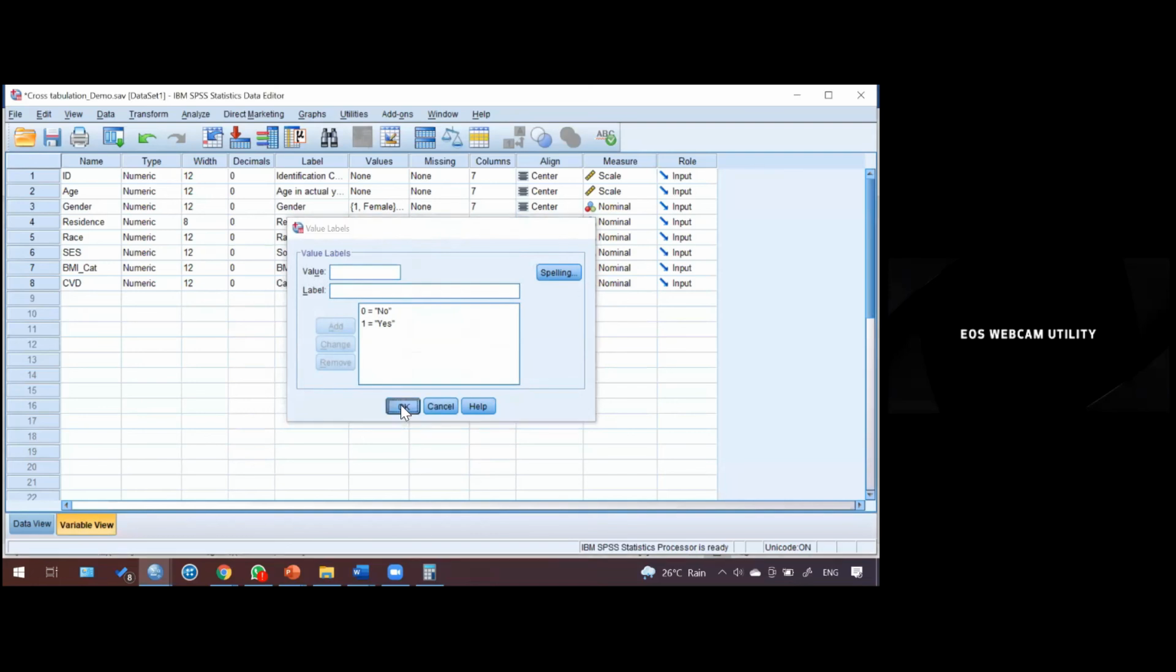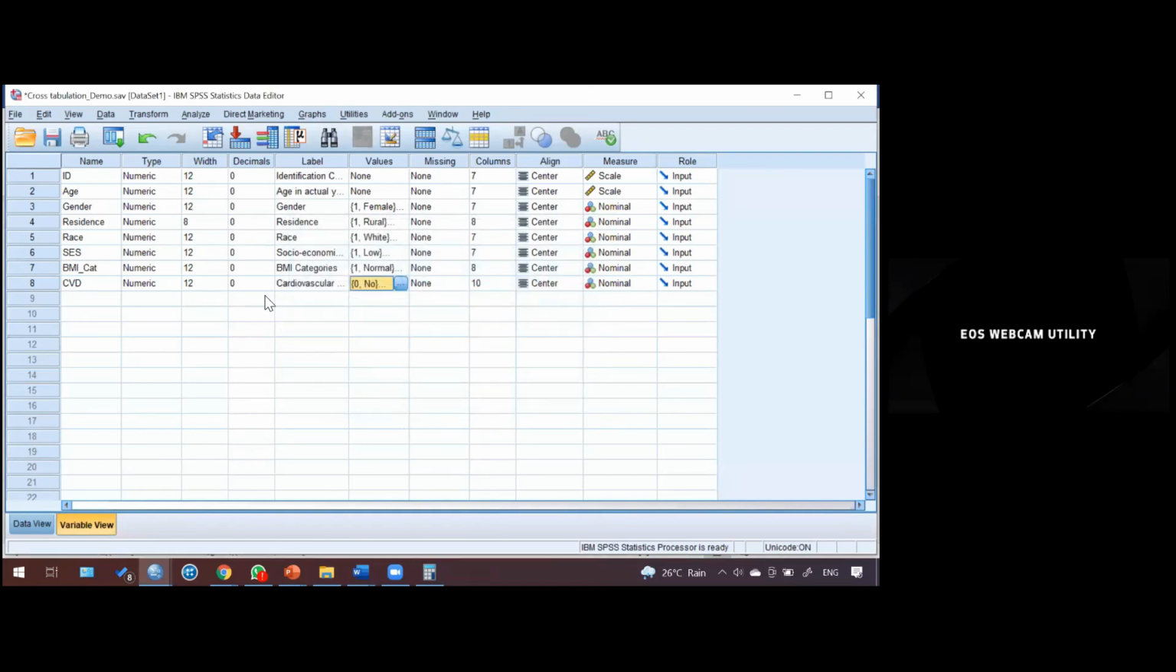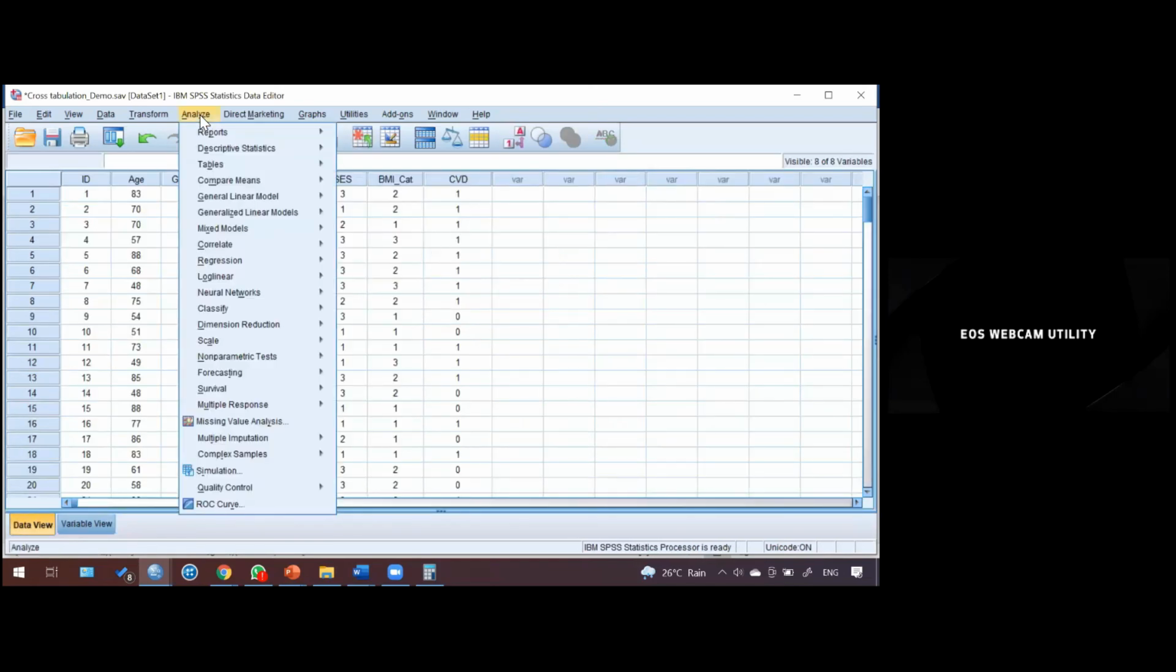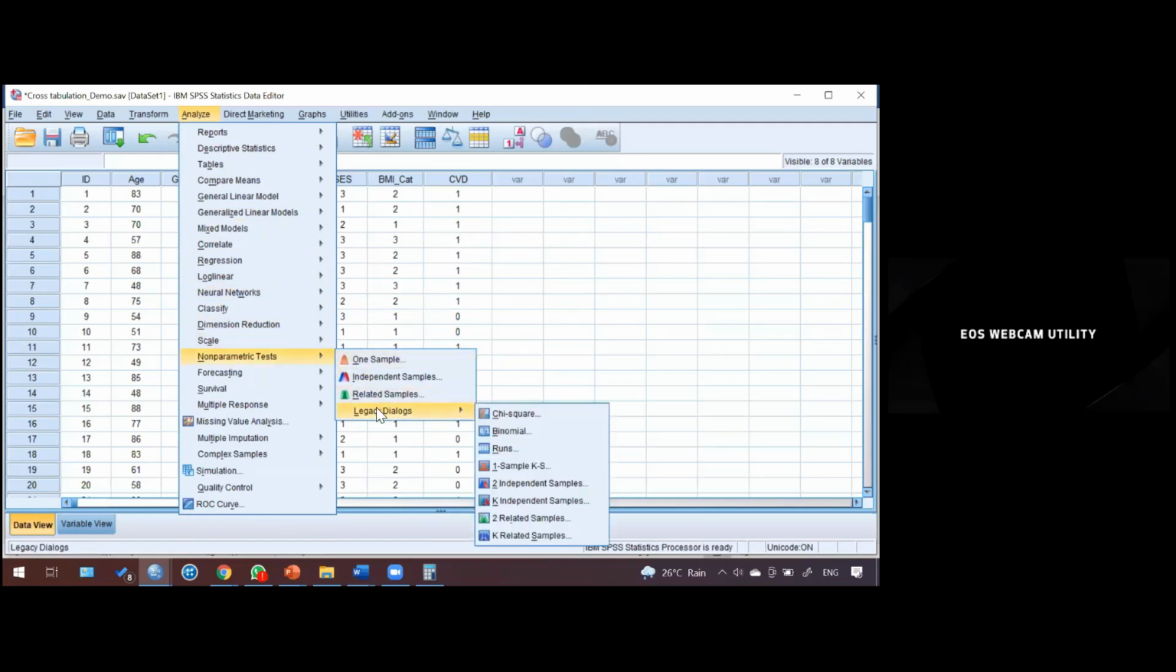So what are the assumptions? Both should be dichotomous variables. Residence is also dichotomous, 1 and 2, rural versus urban, and CVD is also dichotomous. So the first assumption we have met. Now coming to the command, go to the data view. Here you can see Analyze. This is the same as the previous chi-square where we used to have a 2 by 2 table. For chi-square goodness of fit, we go by the legacy dialog. That legacy dialog comes under non-parametric, and then legacy dialog and then chi-square. So for only one sample chi-square or goodness of fit, we use this option.